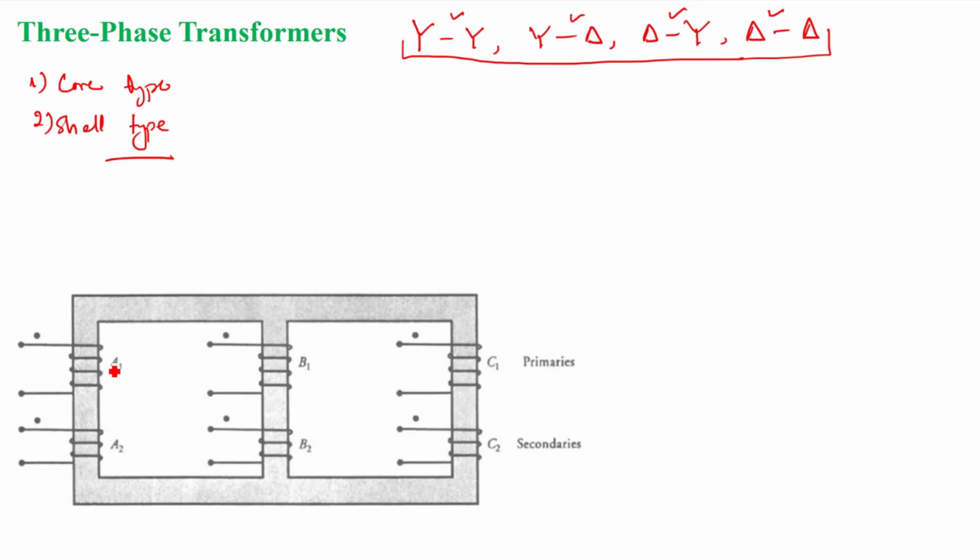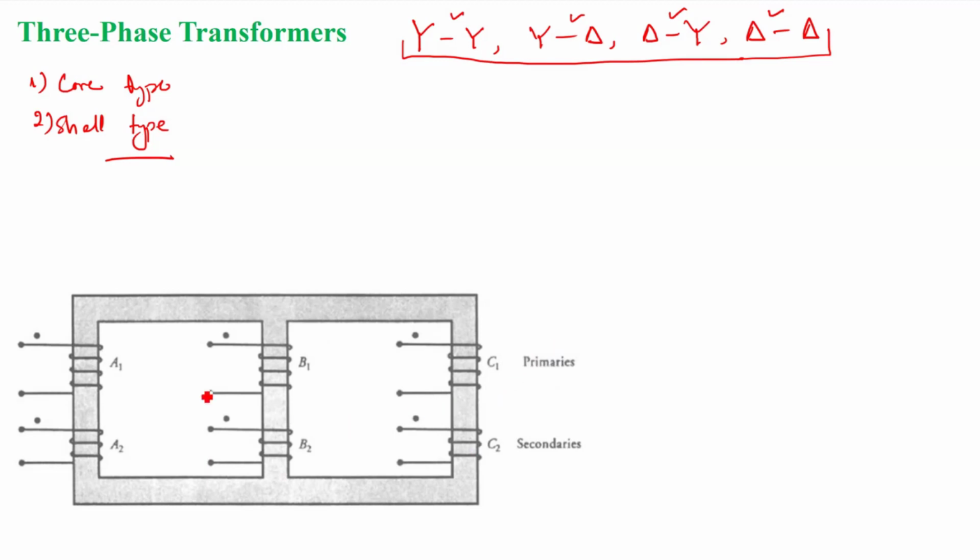So the three-phase windings are connected. You can see each limb has the phase A, phase B, and phase C winding. Each phase has primary windings: phase A has a primary winding, phase B has a primary winding, and phase C has a primary. Primary winding means it is connected to the source side. For this illustration, I am showing A1, B1, and C1 as the primary windings, and A2, B2, C2 as the secondary windings of phases A, B, and C respectively, right?